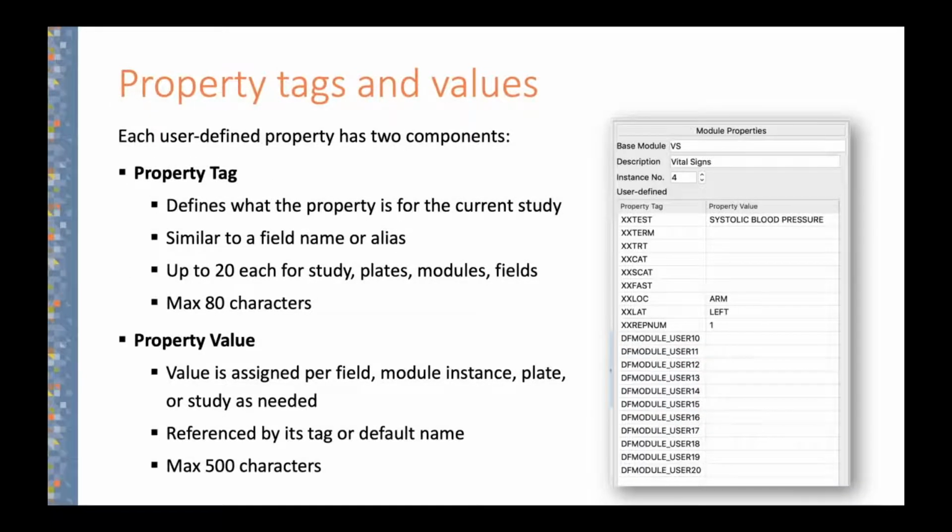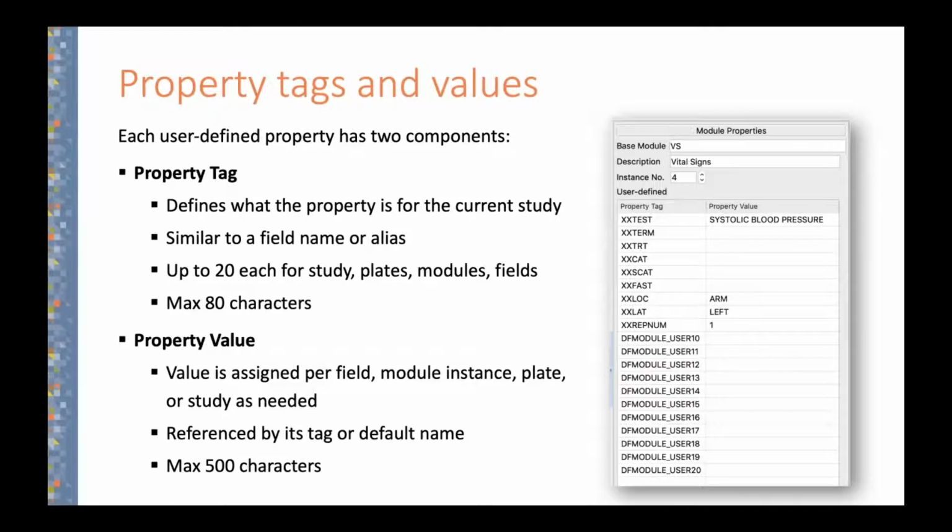So a bit more about property tags and values. Those are the 2 components of a user-defined property. The tag is what defines what the property is for that current study. You can think of it as a field name or an alias for that property. And you have up to 20 each for the study, for plates, modules, and fields. And there's a maximum of 80 characters for each tag.